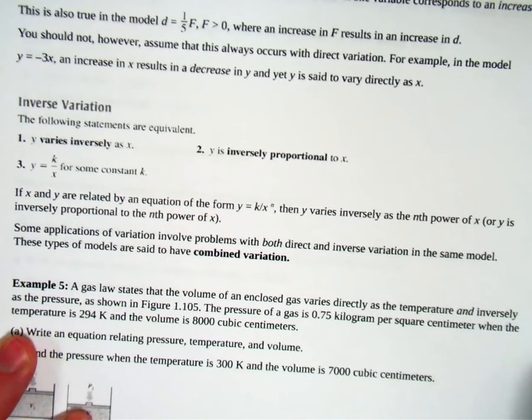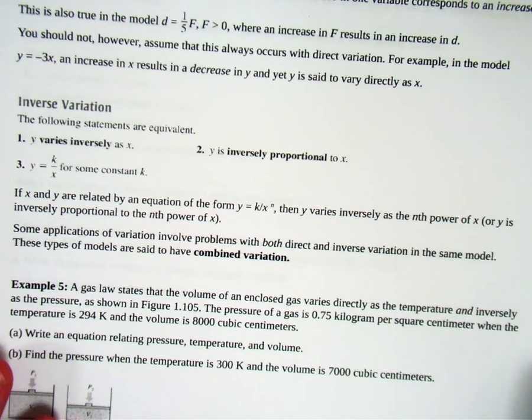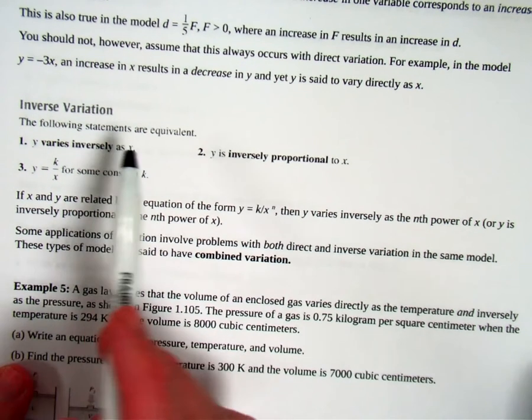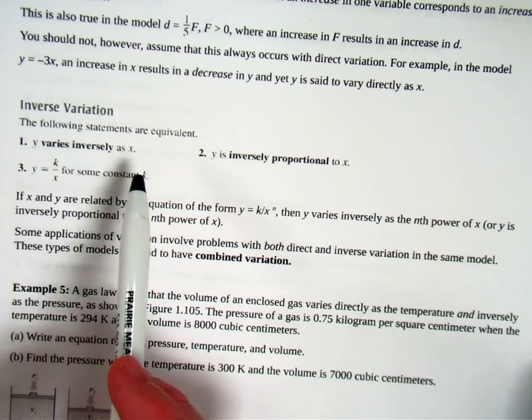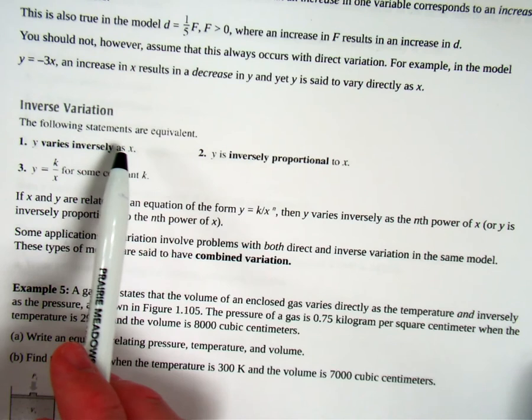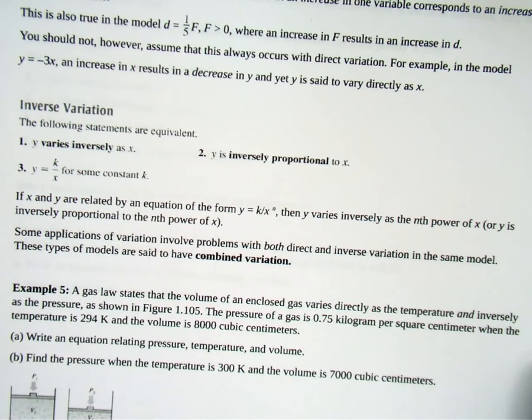All right, another one, inverse variation. Y varies inversely as x. Y is inversely proportional to x. Y equals k divided by x. So direct variation is y equals k times x. Inverse is y equals k divided by x.